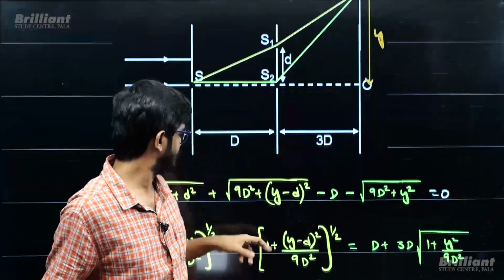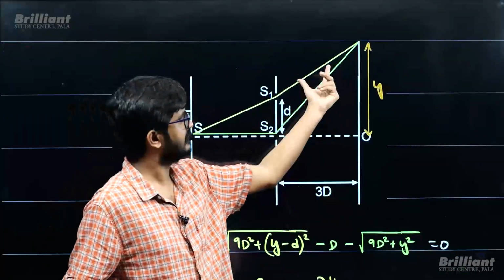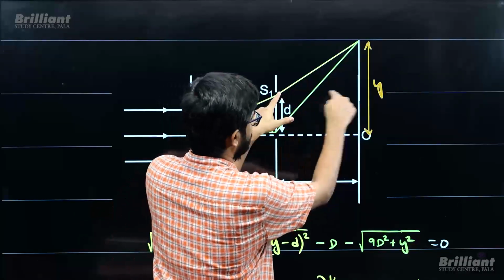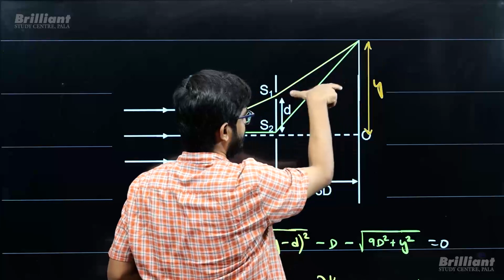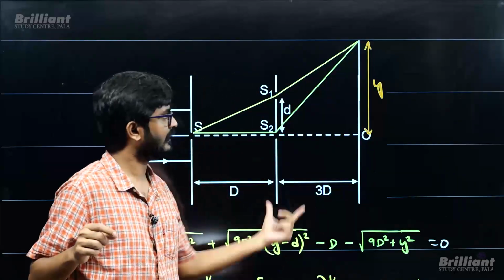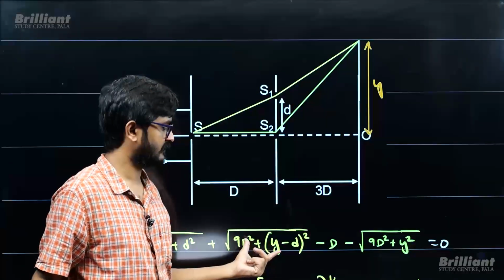So what is this length? This length is this much. What is this length? You have to be careful here. Now this length is how much? This total is y, this is d, so this will be y minus d. This is 3d, this is y minus d. So the hypotenuse will be root of 3d whole square plus y minus d whole square.